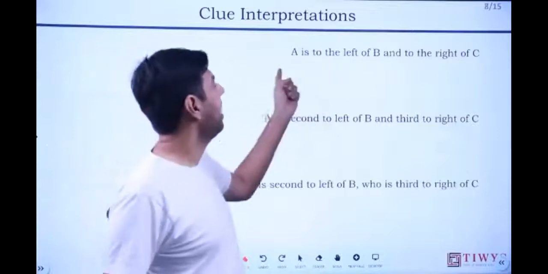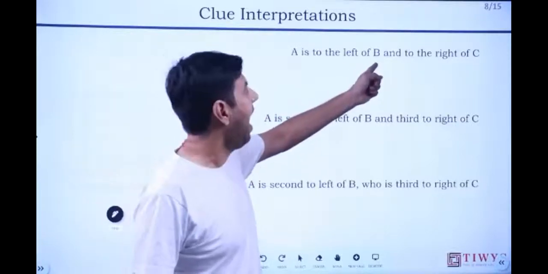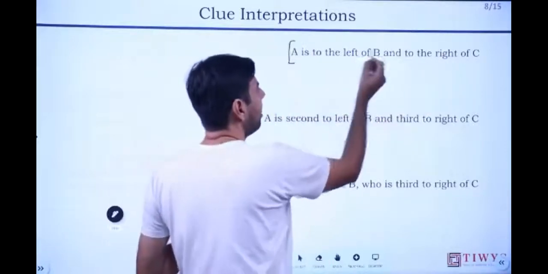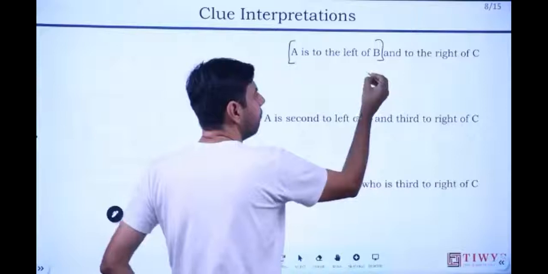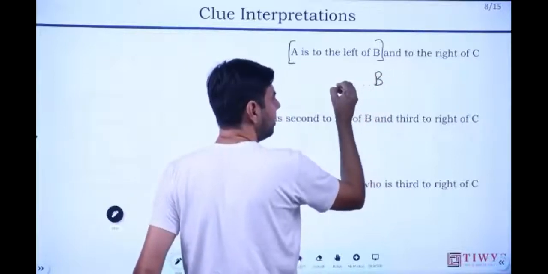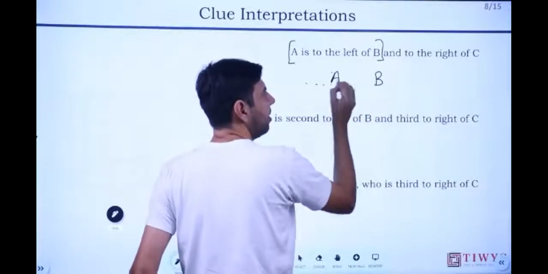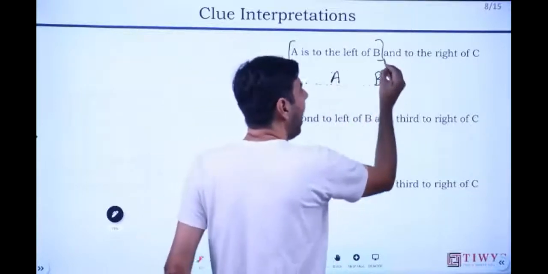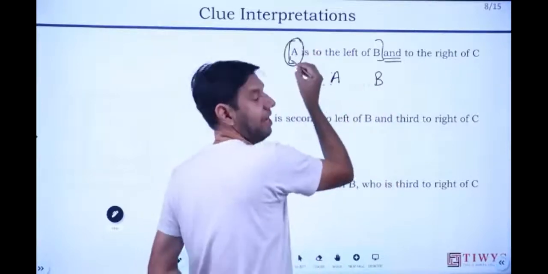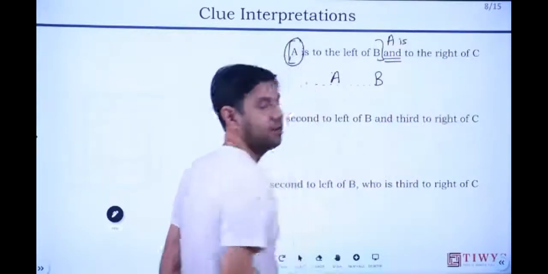Now third person, A is to the left of B and to the right of C. ये sentence हमने we have already seen this, right? So what does that mean? B, there is somewhere B, and A could be anywhere. These dots simply mean A could be anywhere on the left, okay? And this and continues. The sentence is continuing with the subject A. So this is and A is to the right of C.